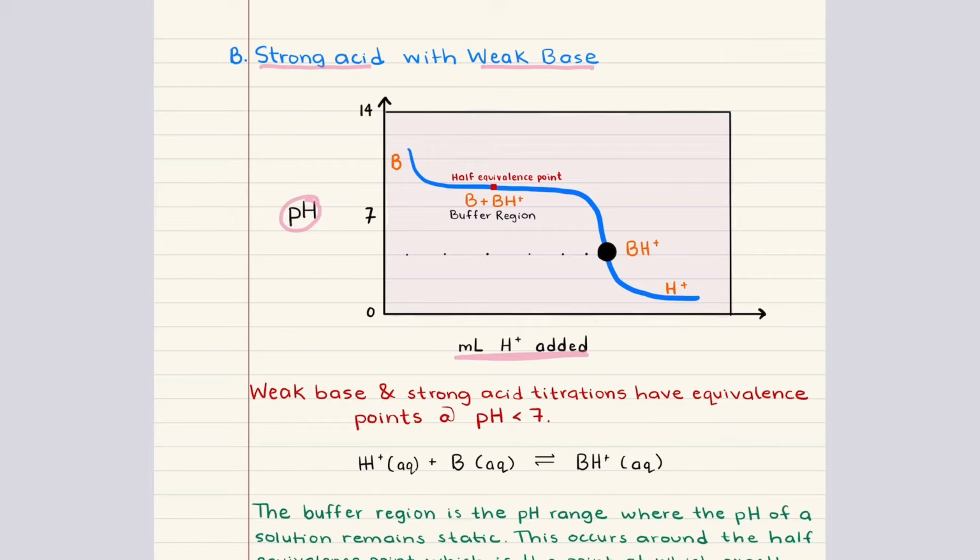We're going to start at the initial pH of the weak base before any acid is added. Because only the weak base B is present, the solution is basic and the pH is above 7. As soon as we begin adding strong acid, we create a buffer in the flask. The reaction of a hydrogen ion with the base converts some of the base into its conjugate acid, written as BH with a +1 charge.